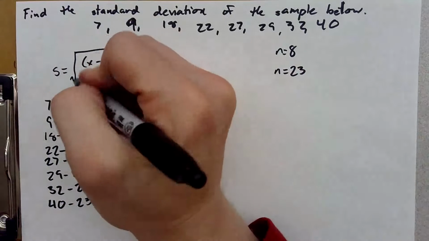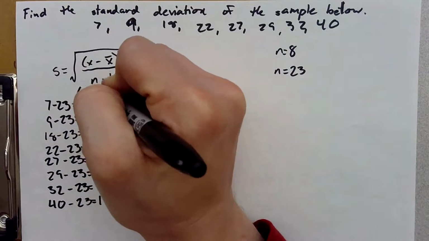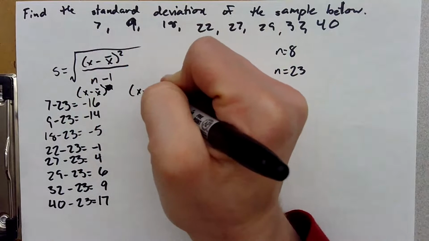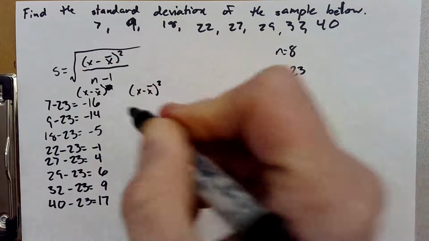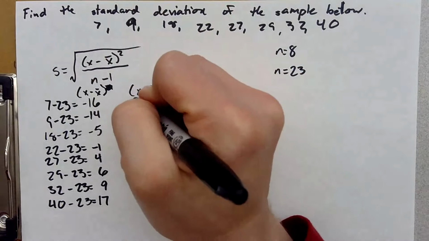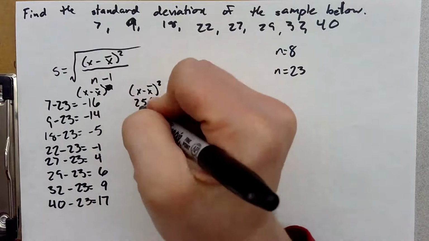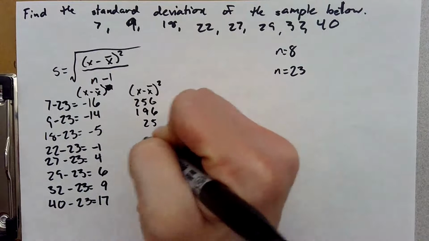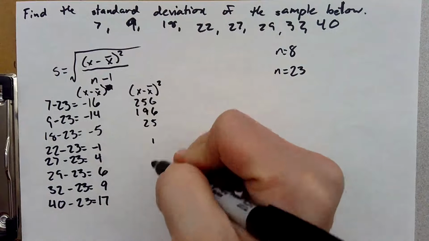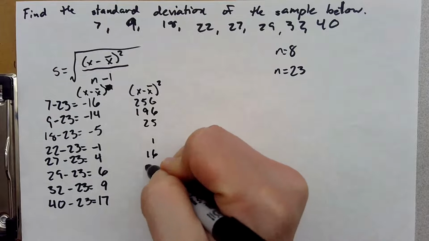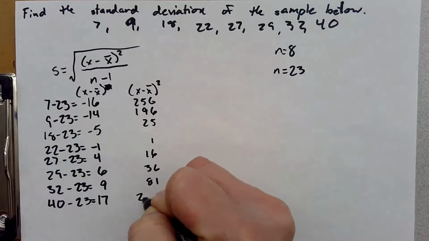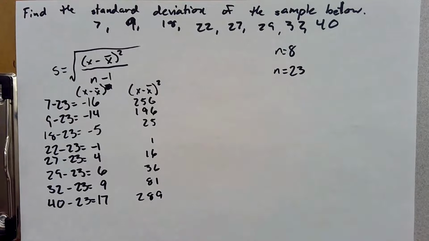Okay, now we square each of these. So we'll just take x minus x bar, and then here we'll take x minus x bar squared. Negative 16 squared gives us 256. Negative 14 squared is 196. Negative 5 squared is 25. Negative 1 squared is 1. 4 squared is 16. 6 squared is 36. 9 squared is 81. And 17 squared is 289. And when we add these all up, we get 900.